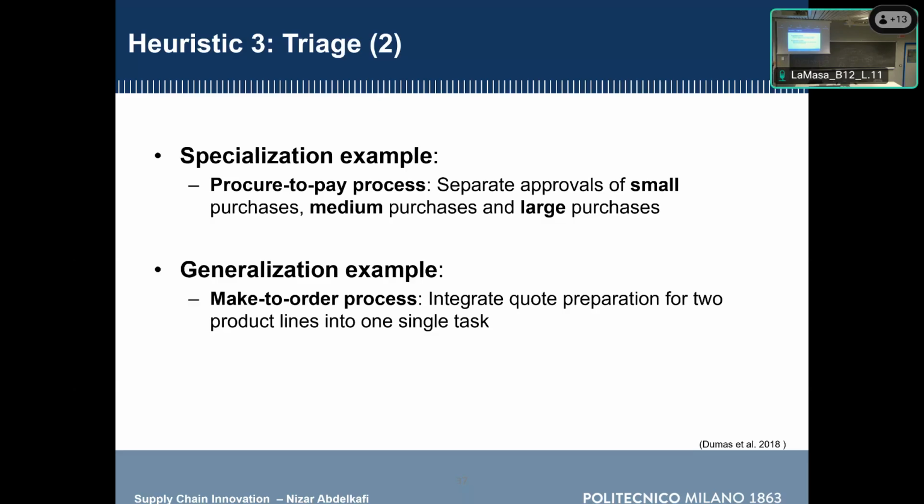And then generalization example, make to order process, integrate code preparation for 2 product lines into one single task. So instead of having, let's say, prepare code for product 1 or P1, and prepare code for product 2, we are generalizing, and then we are making prepare code for P1 and P2 together. So whenever we have a preparation of codes for each one of the products, we will do it with the same resources that we have in the company. So, one single activity.